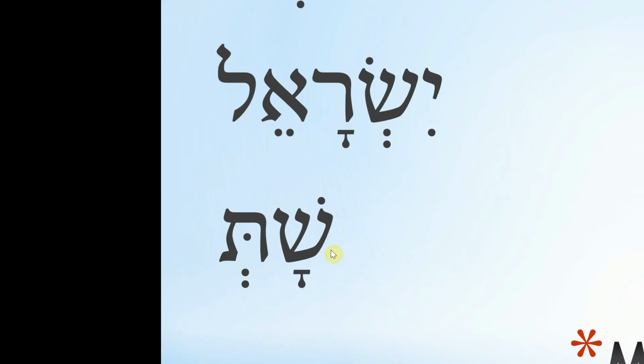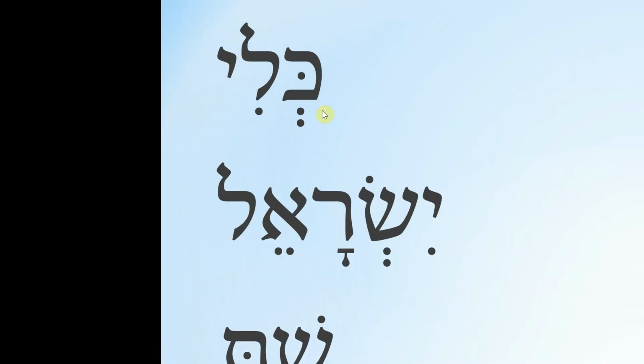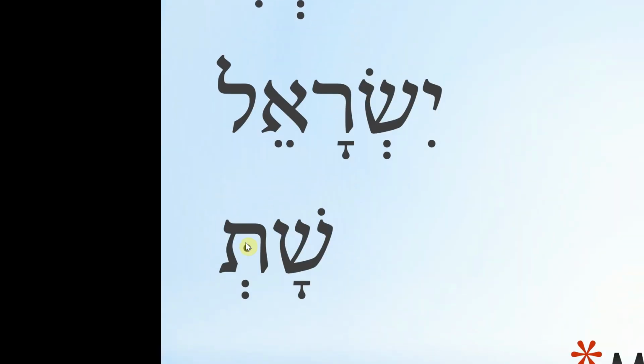Now with this third word, shot, notice these look similar except that the dot is over the right pillar, and that is the sheen sound. The last word is pronounced as shot. Now you may have noticed that in the case of the first word, I pronounced the Sheva, kali. In the second word, I did not pronounce it, Yisrael. And in the third word, I also did not pronounce the Sheva, shot.